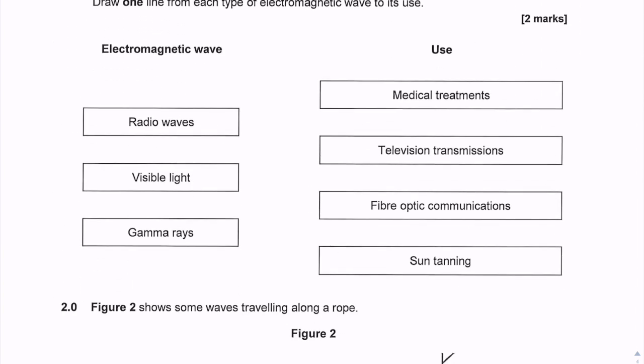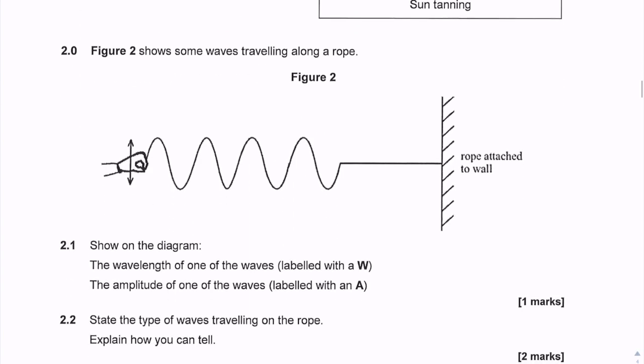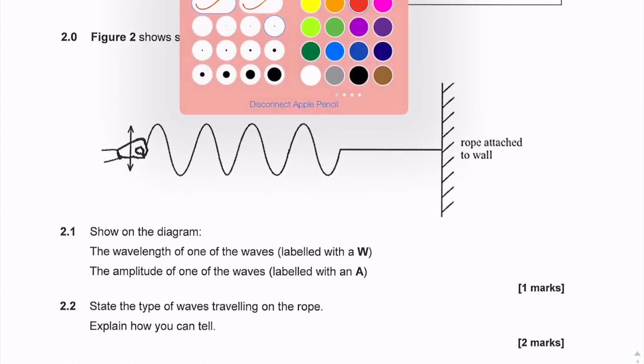Next question. Radio waves are used for television transmissions. Visible light is used for fiber optic communication, and gamma rays are used for medical instruments. You needed to get all three correct to get the 2 marks. Really important. Loads of you had issues with this particular question.